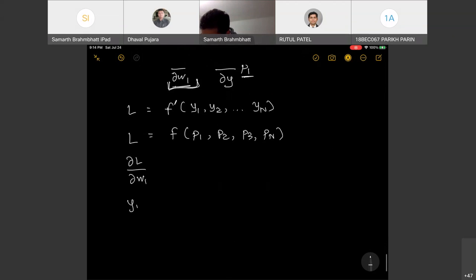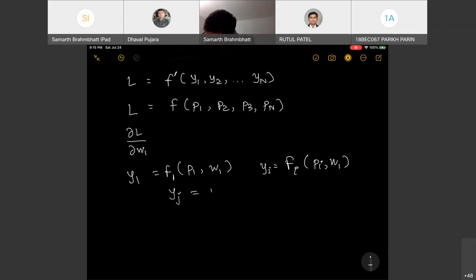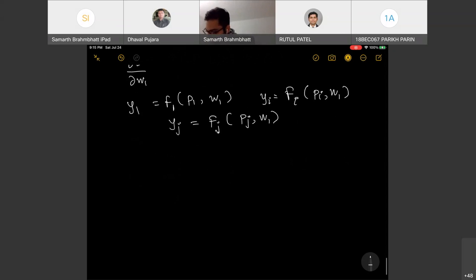So you have y1 is some function, I'll just call this f1, of p1 and w1. yi is some function fi of pi and w1, right? And similarly, yj is some other function of pj and w1. So the graph is kind of like this. You have w1. Then it generates y1, yi, yj, etc. using this p1, pi, pj, and then you have finally the loss function.